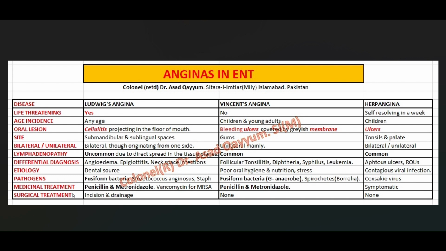In case of Ludwig angina, surgical treatment can be given in terms of incision and drainage, while there is no surgical treatment recommended for Vincent's angina or herp angina.